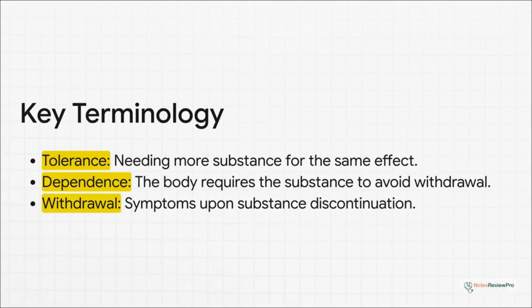All right, before we go any further, we've got to be on the same page with some key terms. First up is tolerance. Think of it this way. The body gets used to a certain amount of a substance, so it needs more and more to get that same initial effect. Then there's dependence. This is when the body has physically adapted and now requires the substance just to function without feeling sick. And that sickness, that's withdrawal, the physiological storm that happens when the substance is taken away.